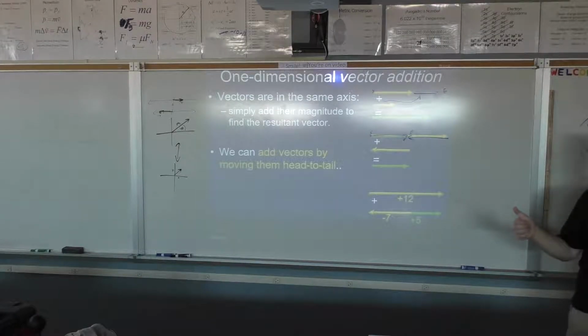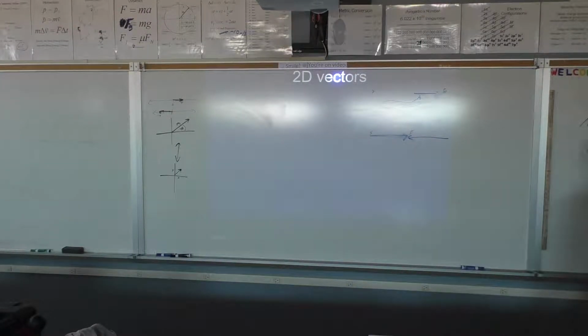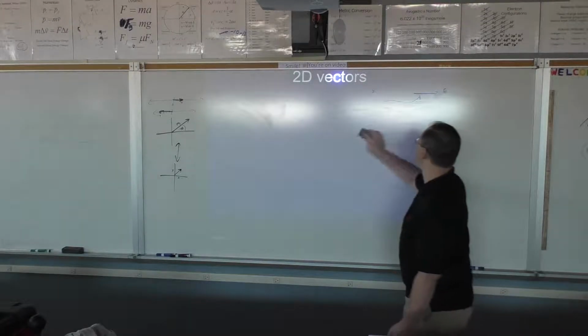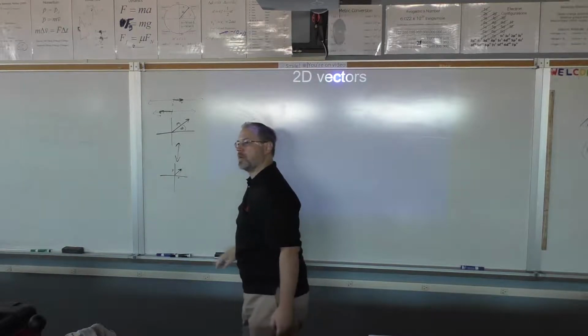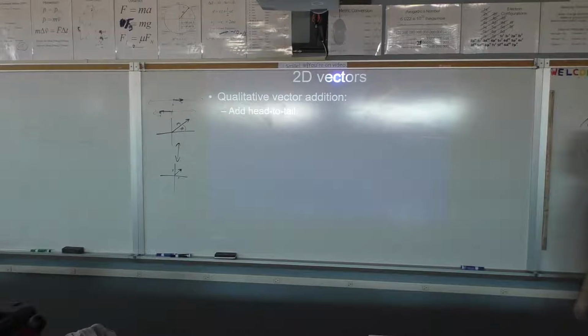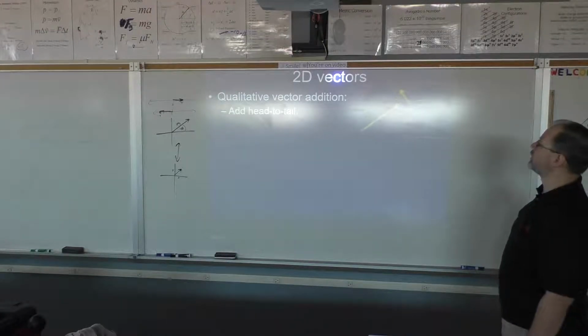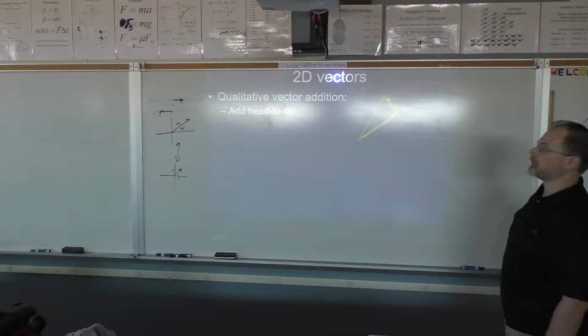Okay, give me a thumbs up if this makes sense to you. And we're moving on. Two-dimensional vectors, this is why we're here. Two-dimensional vectors are vectors that do not follow the x and y directions. They're not all x or all y, they follow both of them. So you can still add them quantitatively or qualitatively head to tail. So if you wanted to add that vector to that vector, that's the resultant vector.